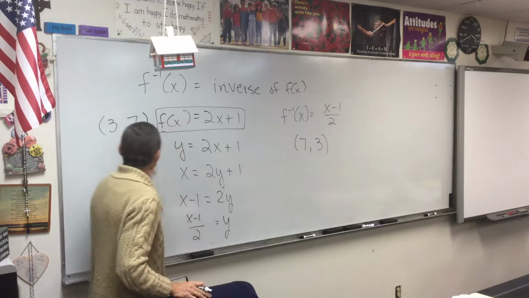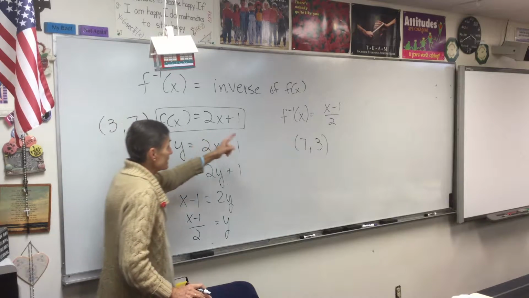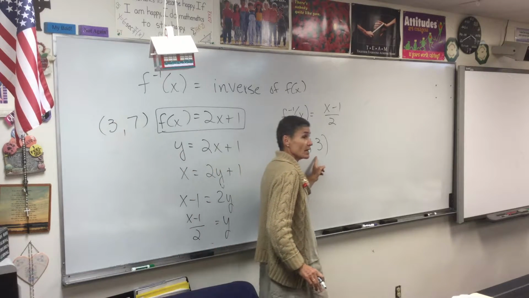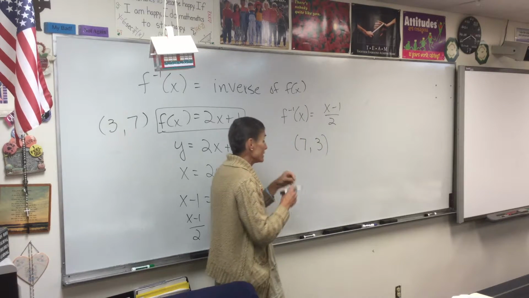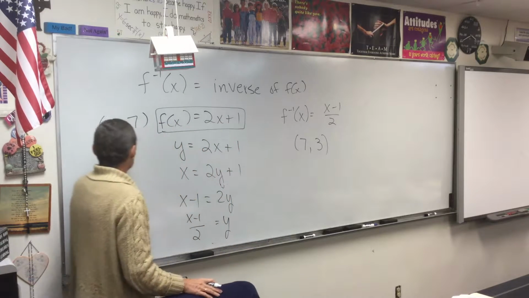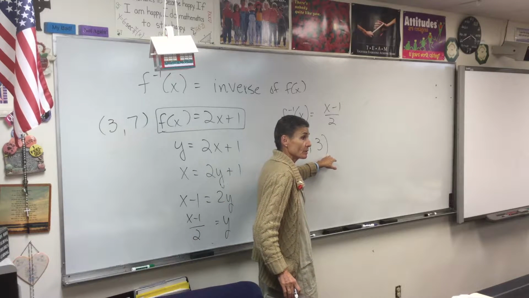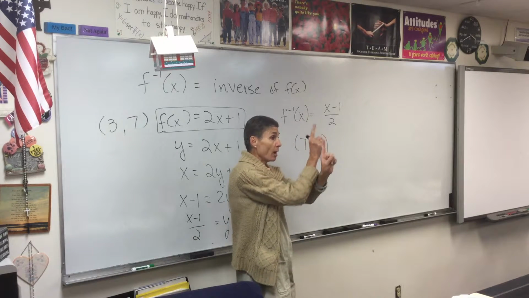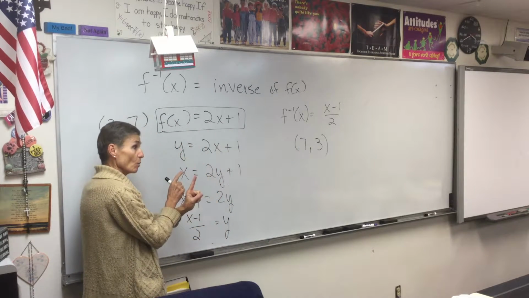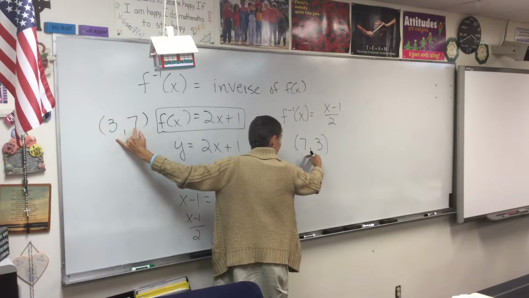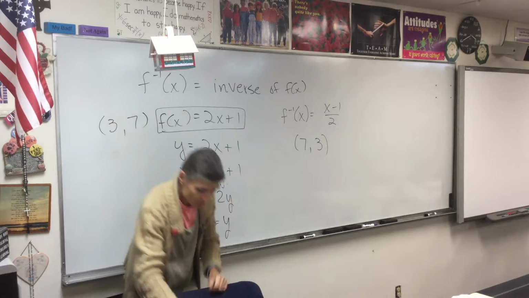In the original, 3 got changed into 7. And then in the inverse, that 7 got changed back into 3. They undid each other. You ended up right back where you started. 3 became 7, but then the 7 went back to being 3. The x's and y's got switched. Remember this step when you switched your x's and y's? Well, look at these ordered pairs. What happened? The x's and y's got switched. All right, let's try the next one.